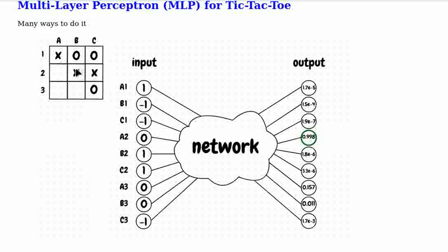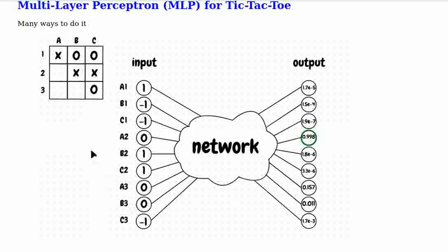Now in this example, say A1, this neuron is marked by X, so it is 1. Then O O, so -1, -1, and then empty, so 0. Then X X, so 1, 1, empty, empty, so 0, 0, and then O, so -1.